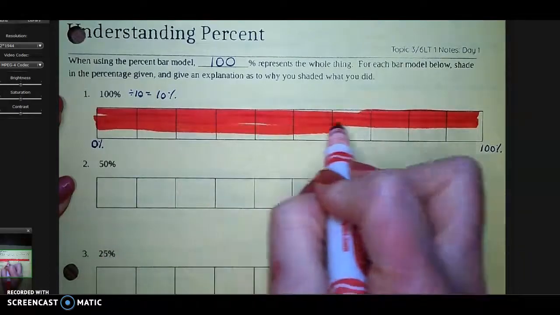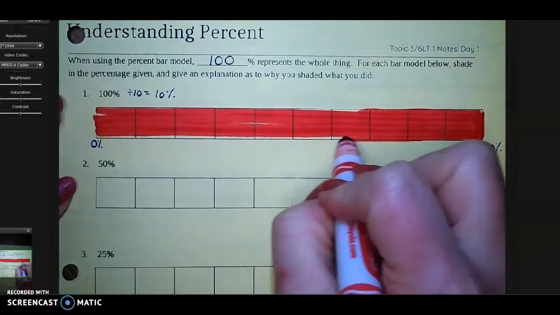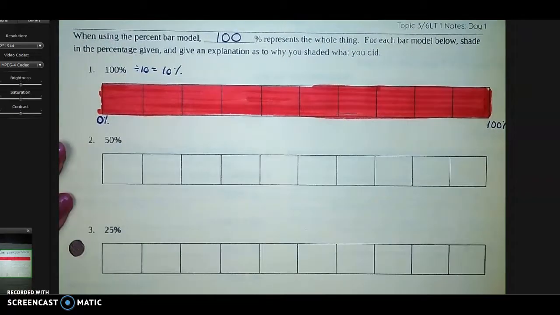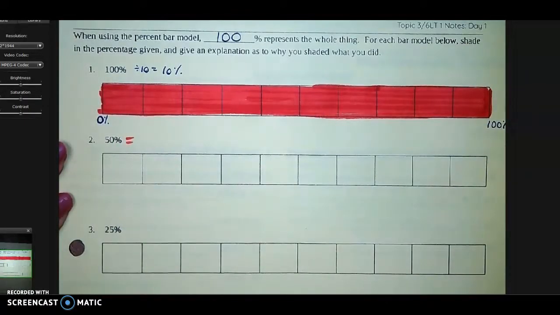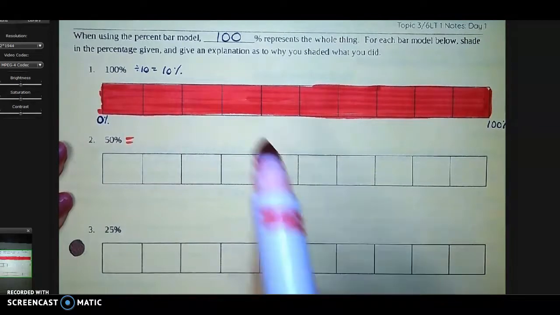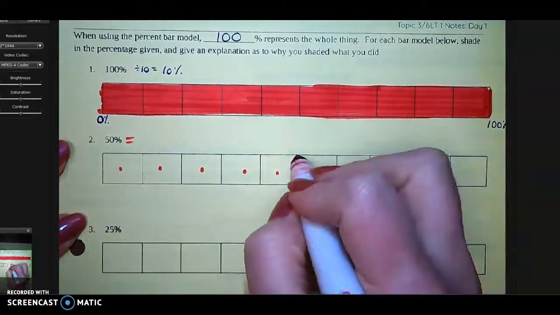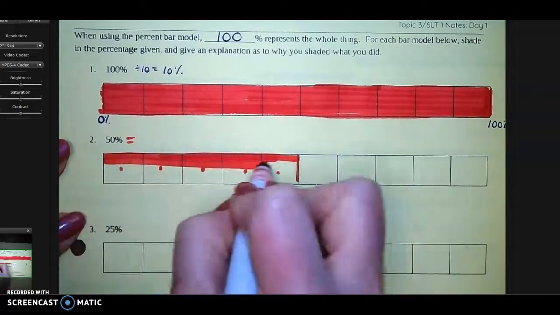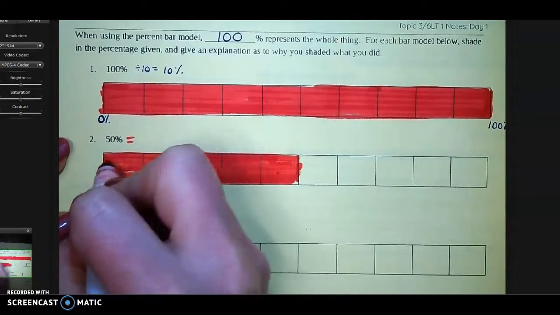And while I'm coloring and you're coloring, I want you to think about the next few. I want you to pause this video and take a look at the next one and think, how much of that would I shade in? Now that you've come back, 50%, I'm like, 50% means, well, if each one of these is 10%, I should do 1, 2, 3, 4, 5. And you can also think that 50% means half. And so that means half of our blocks got shaded in to represent our 50%.